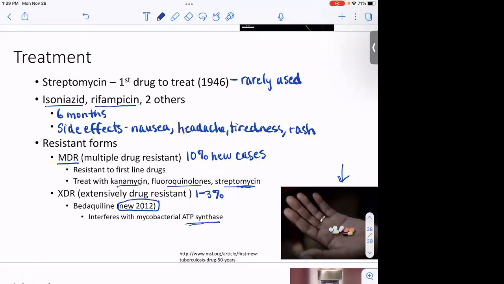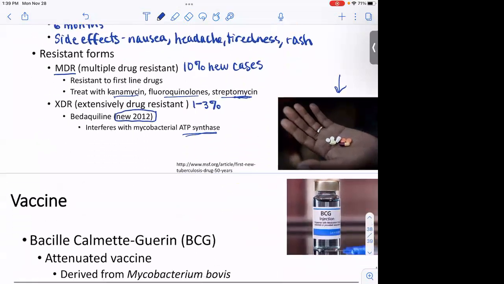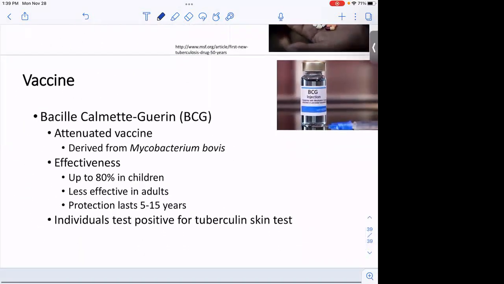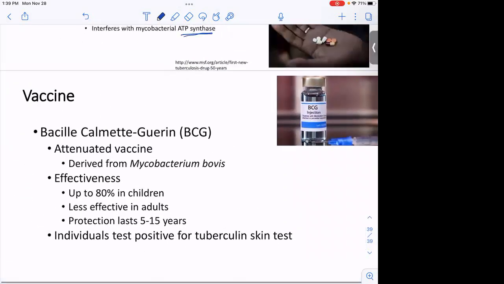What about a vaccine? Seems like it might be better just to prevent people from getting it. We do have a vaccine. It's not a great one. It works pretty well in kids, but not so well in adults. This came out in 1921, right? So the vaccine that we're using right now is over 100 years old. We haven't improved on it.